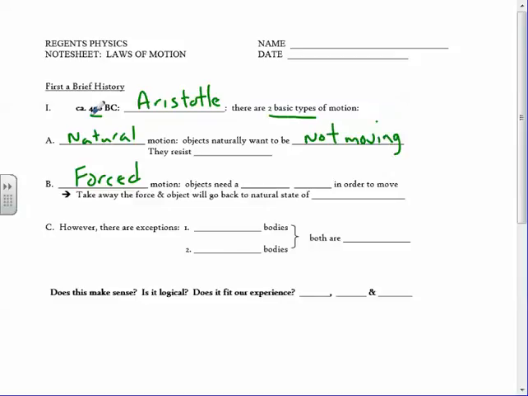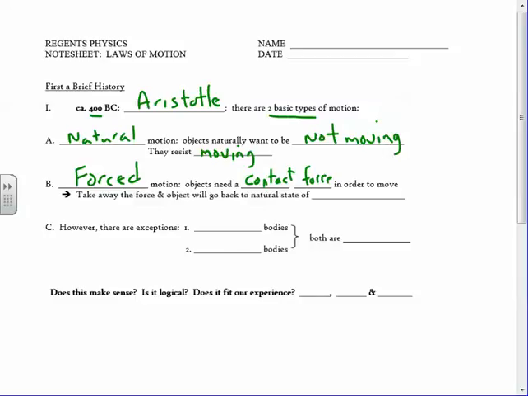In other words, all objects resist moving. If you leave them alone, they will not move. Very simple. Whether it's something small or something large, mountains, a mosquito, marble, if you leave them alone, they don't want to move. However, if you force them, and to force them means you need a contact force in order to move.